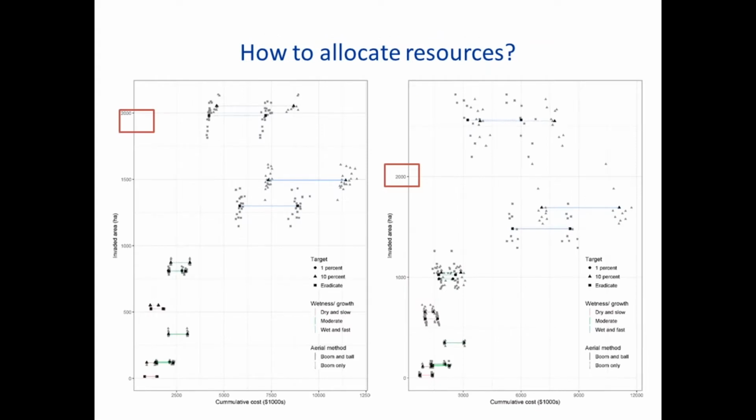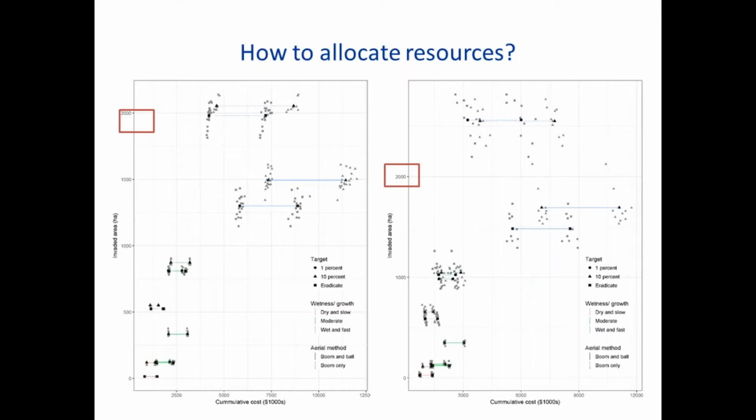Another question that the park was interested in is how to allocate resources. And so another thing that we did was look at alternative management scenarios. What we're showing here is the invaded area on the y-axis, and on the x-axis is cumulative cost. The left graph shows the scenarios without fire, while the one on the right is with fire. And the different management options are related to what they're trying to manage for.